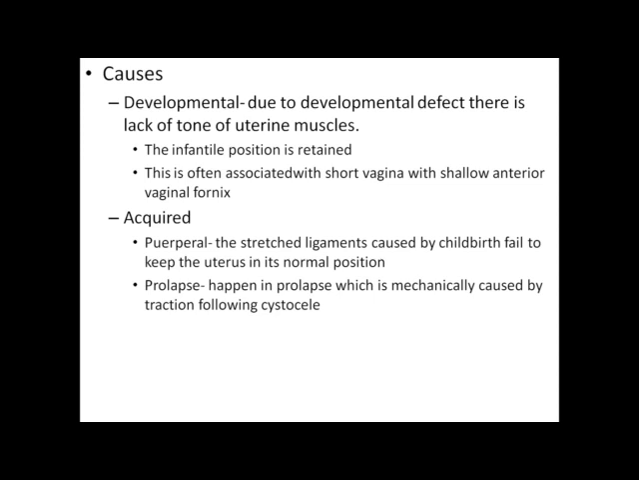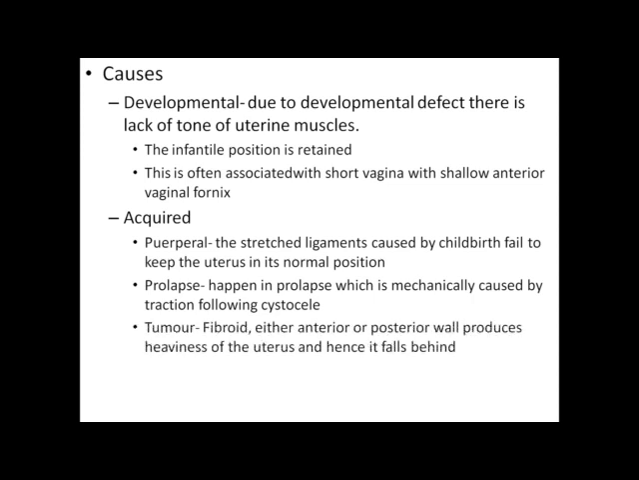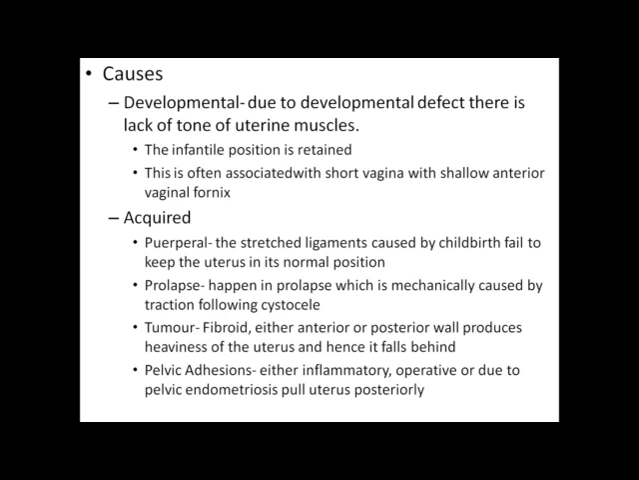Prolapse, which is mechanically caused by the traction following cystocele. Tumors like fibroids, either of the anterior or posterior wall, produce heaviness of the uterus and hence it falls behind. And pelvic adhesions, either inflammatory, operative, or due to pelvic endometriosis, pull the uterus posteriorly.